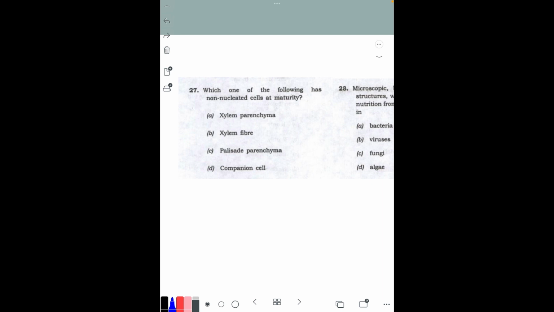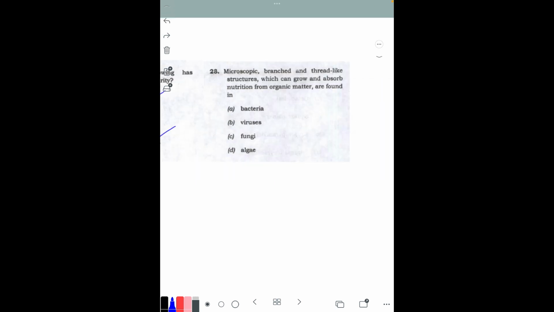One of the following has non-nucleated cells at maturity. Xylem parenchyma, palisade parenchyma and companion cell has nucleus. So the only cell that doesn't have nucleus is B, that is xylem fiber. Microscopic branched and thread-like structures which can grow and absorb nutrition from organic matter are found in C, fungi.